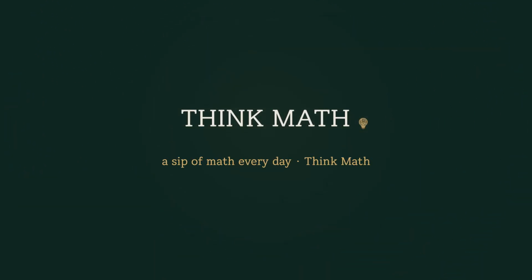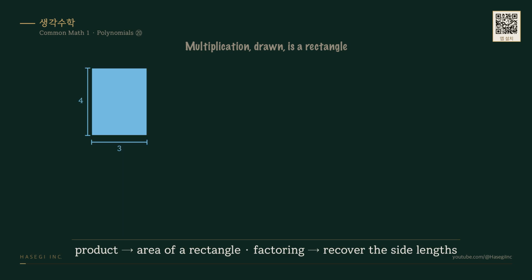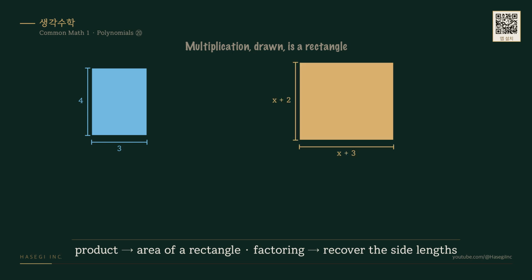Think math. Multiplication drawn as a picture is a rectangle. Width 3, height 4, and the area is 12. Letters work the same way. A rectangle of width x plus 3 and height x plus 2 has area x squared plus 5x plus 6.